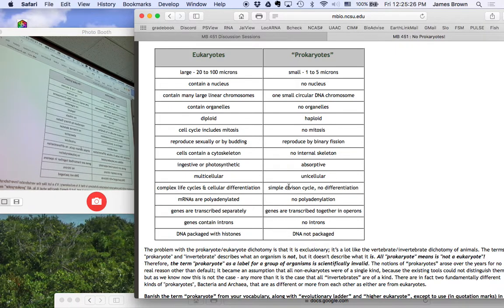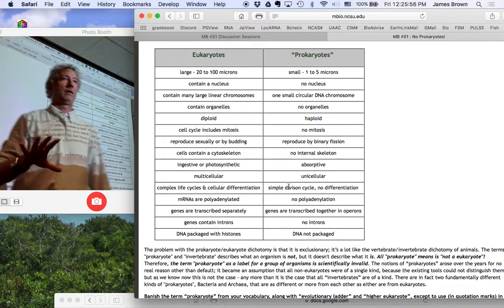The other thing is that this tends to be an exclusionary list. A lot of times these lists are a bunch of things that are found in eukaryotes and not in bacteria. So this has some process or structure, and then this doesn't have that, doesn't have that, doesn't have that. And so this doesn't tell you what an organism is, it tells you what it isn't. The last reason why this thing is terrible is because these are all wrong, at least in detail.